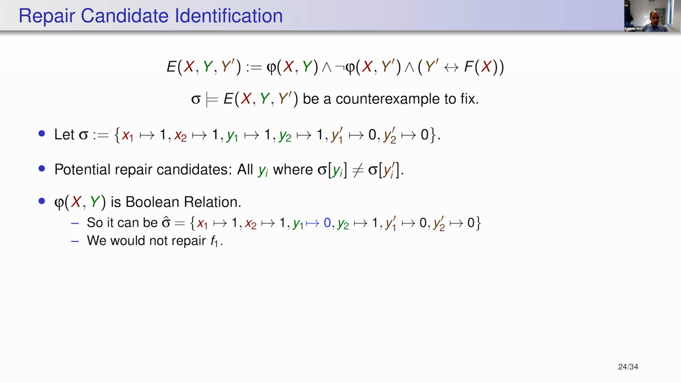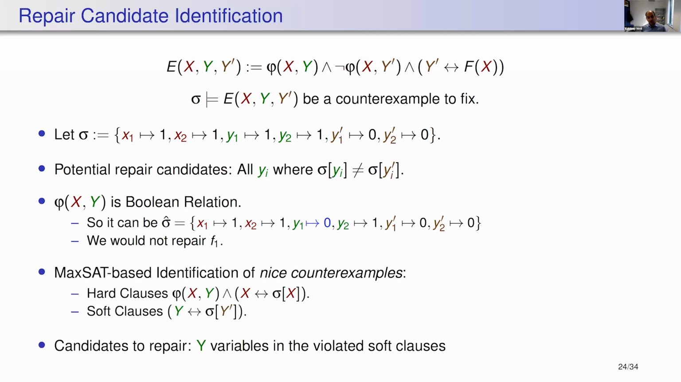So what we want is to search for a nicer counterexample. So how do we do such a search? Well, we are going to rely on another advance in symbolic reasoning. These are MaxSAT solvers. This is the solver where you can tell the solver that I want to satisfy a subset of the clauses as much as possible.